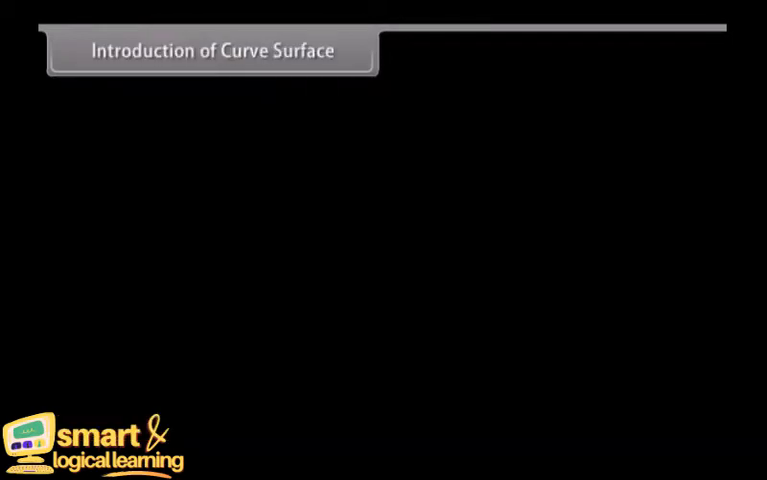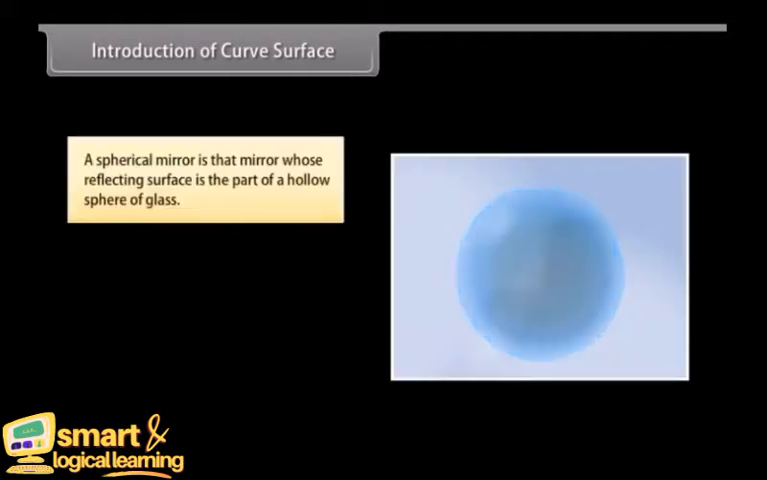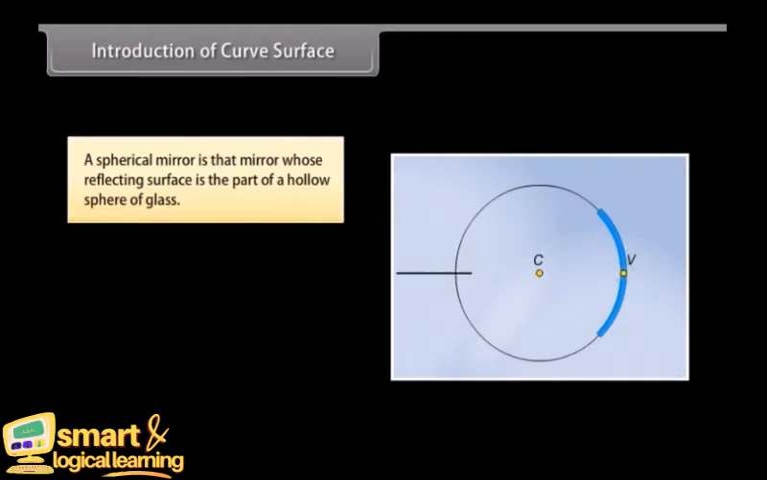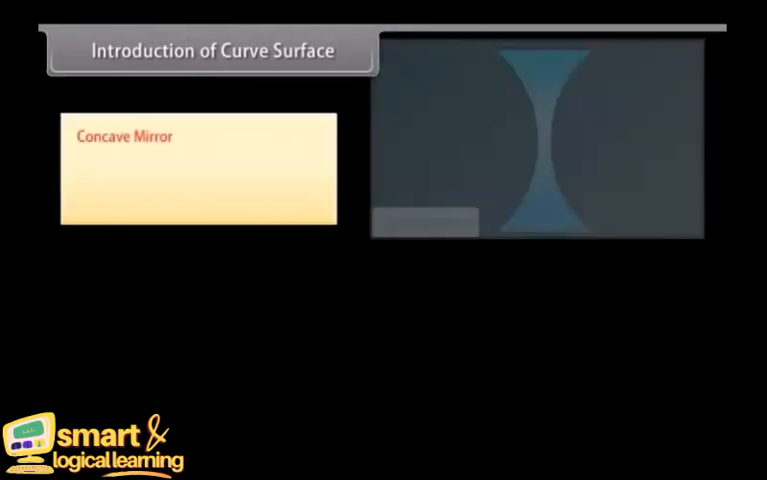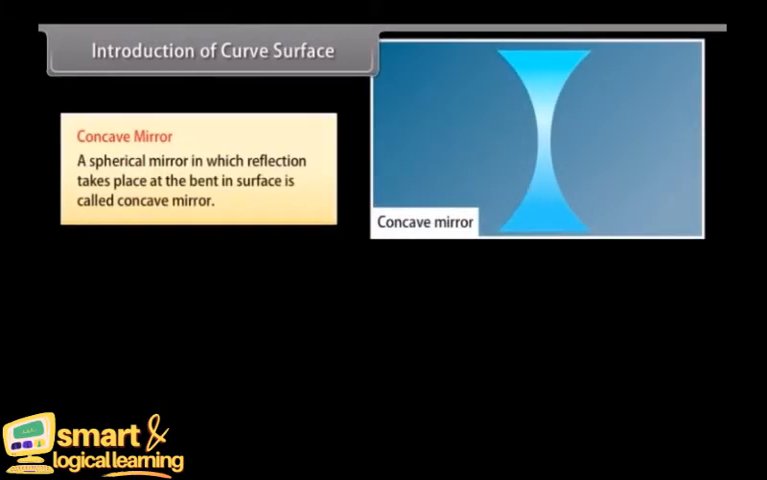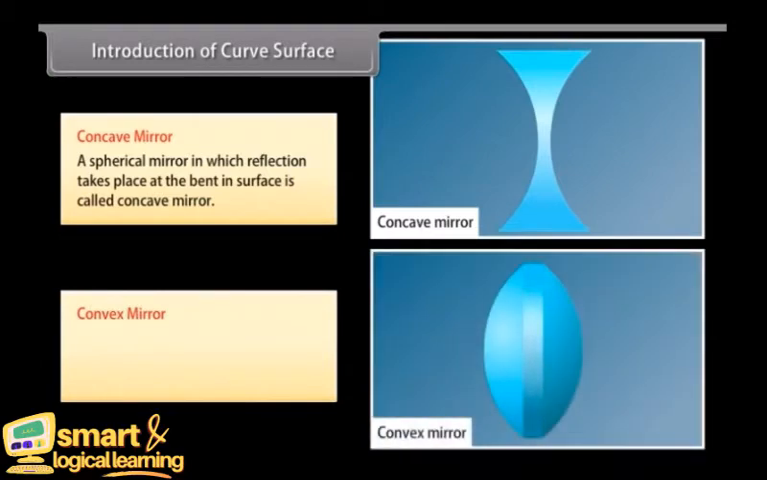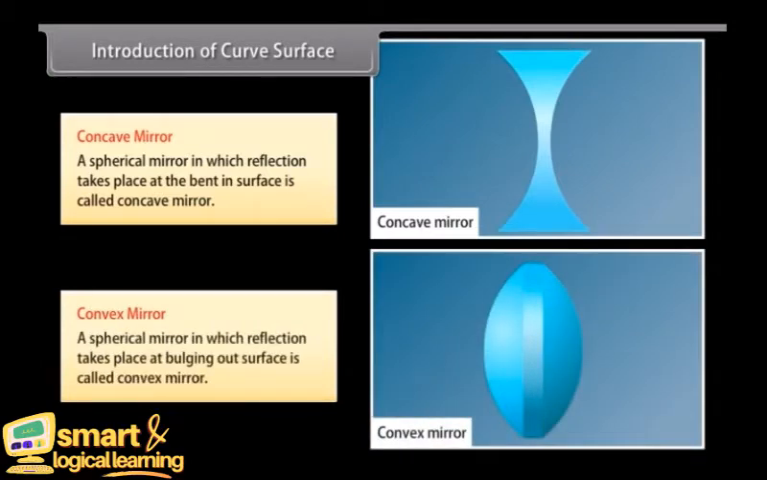Introduction of curved surface. A spherical mirror is a mirror whose reflecting surface is part of a hollow sphere of glass. Spherical mirrors are of two types: concave mirror and convex mirror. Concave mirror. A spherical mirror in which reflection takes place at the bent-in surface is called a concave mirror. Convex mirror. A spherical mirror in which reflection takes place at the bulging-out surface is called a convex mirror.